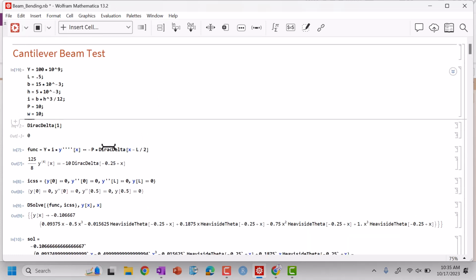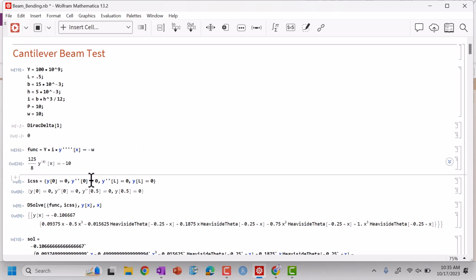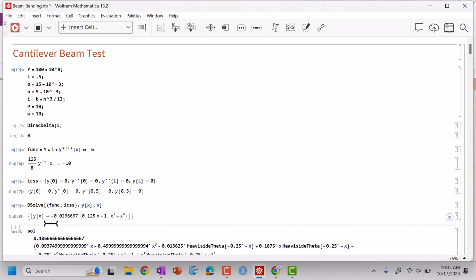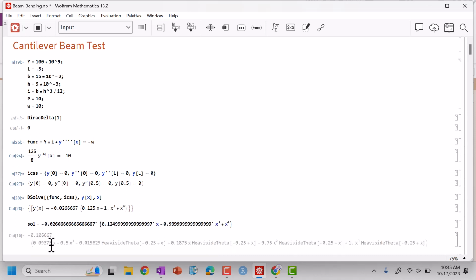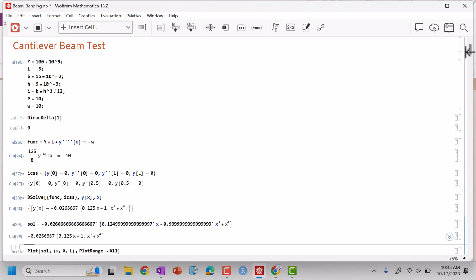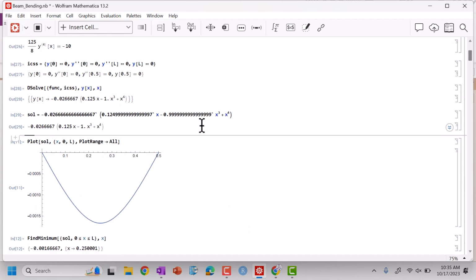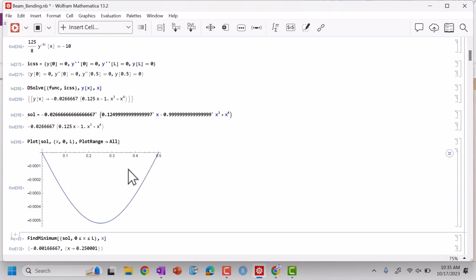And we're going to change our function here. So it's going to be minus W. That's our function. Same boundary conditions because basically it's a three-point bending test. We have our value here. We can solve this, and that will be our deflection. Let's move down, so let's see what our deflection looks like.